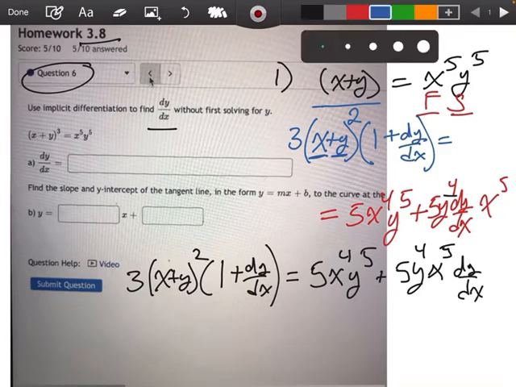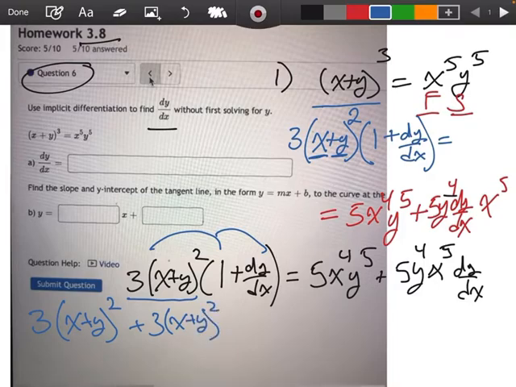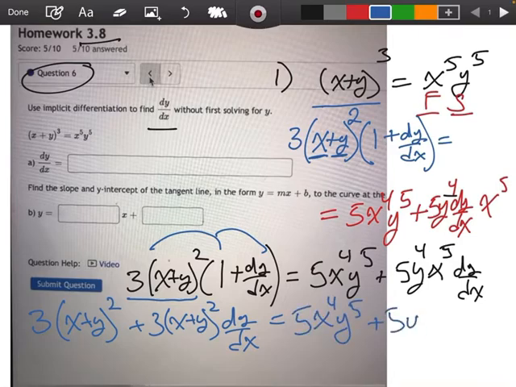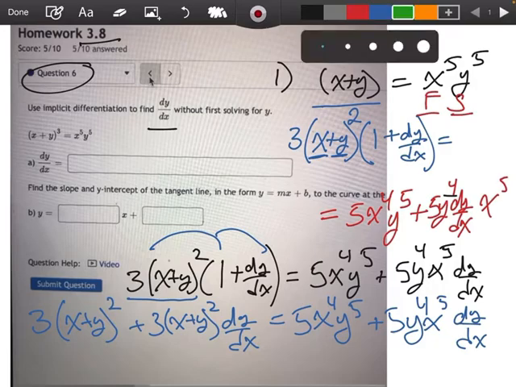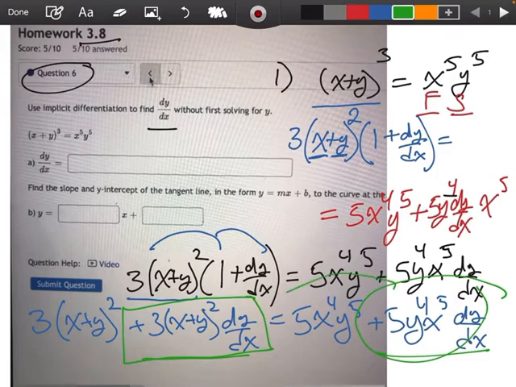Now, my next step, y'all, I'm going to multiply this times both those pieces. So we're going to have 3(x + y)^2 times 1, which is the same thing, and then 3(x + y)^2 dy/dx equals 5x^4 y^5 plus 5y^4 x^5 dy/dx, okay? Now, what I want to do is get my dy/dx's on the same side. So I'm going to leave this guy here, and I'm going to bring this one over that way, okay?